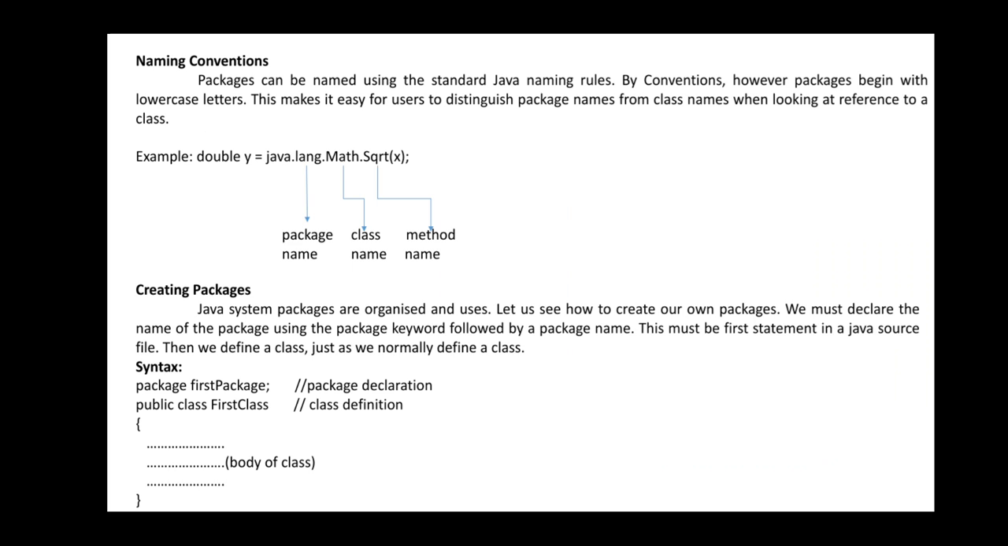Example: double y is equal to java dot lang dot Math dot sqrt of x. Java dot lang is a package name, where you are using a class called Math, and sqrt is a method to take the square root of the x value. So Math is a class name in which you access a method called sqrt within the brackets, x. So sqrt of x means you are taking the square root of the value through a class called Math from the package called lang.